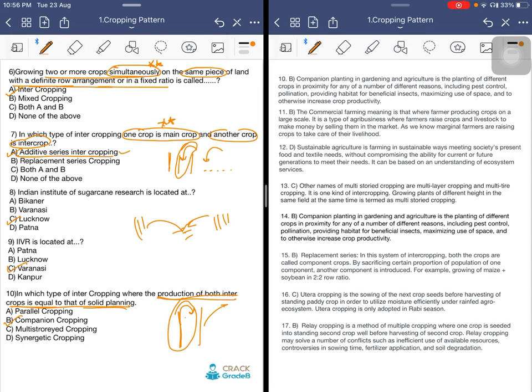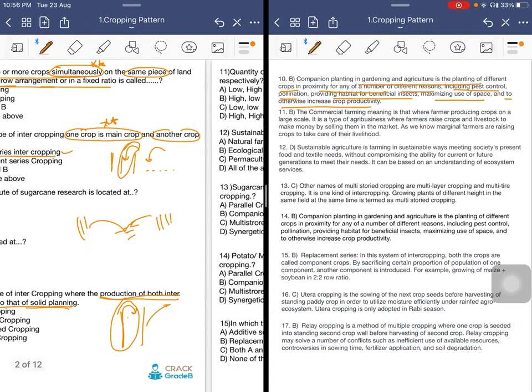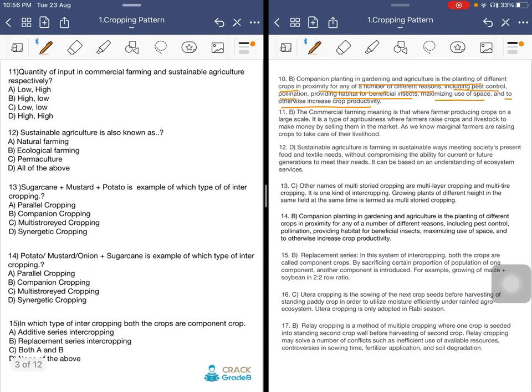Companion planting in gardening and agriculture is the planting of different crops in proximity for any of a number of different reasons, including pest control, pollination, providing habitat for beneficial insects, maximizing use of space, and to otherwise increase crop productivity. The quantity of input in commercial farming and sustainable agriculture respectively. Okay, the answer will be B.